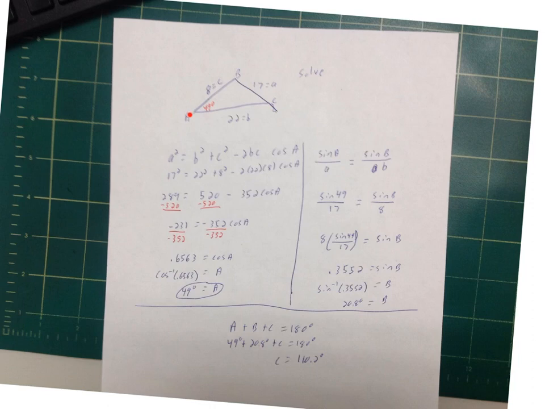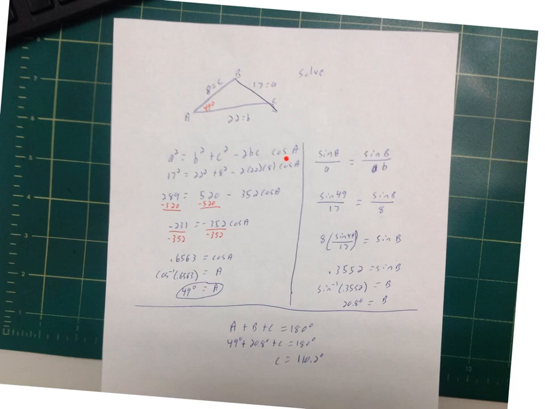You want to solve this triangle. You're given the length of the three sides. I found the 49 right here, 49 degrees. One side has a length of 8, 17, and the third side 22. And you mentioned you want to use law of cosines.